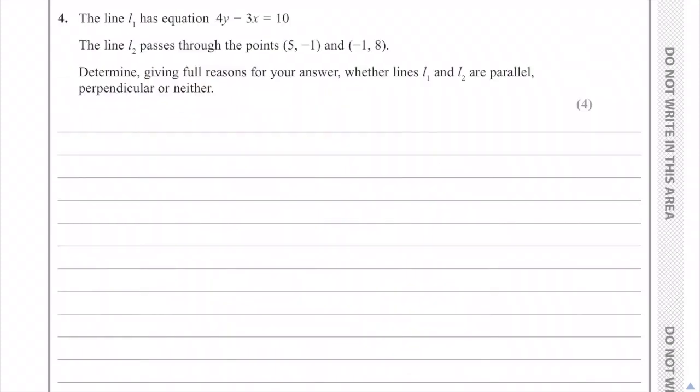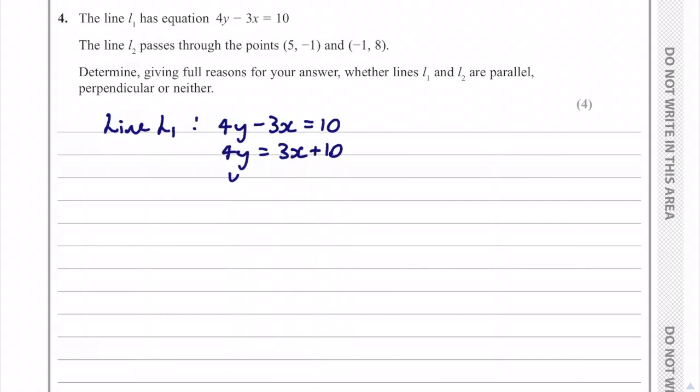Question 4 says the line L1 has equation 4y minus 3x equals 10. The line L2 passes through the points 5, minus 1 and minus 1, 8. Determine, giving full reasons for your answer, whether lines L1 and L2 are parallel, perpendicular or neither. So first thing we can do is look at the equation for the line L1 and rewrite 4y minus 3x equals 10 into the general equation of a straight line, which is y equals mx plus c, where m is our gradient and c is our y-intercept. So I can say that 4y minus 3x equals 10. I can then add 3x to both sides, so I get 4y equals 3x plus 10. And then I can divide both sides by 4, so I get y equals 3/4 of x plus 10 over 4.